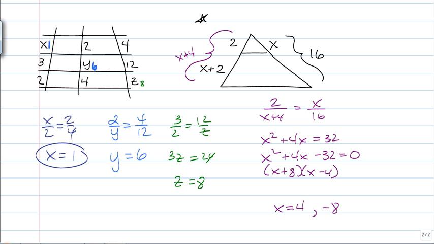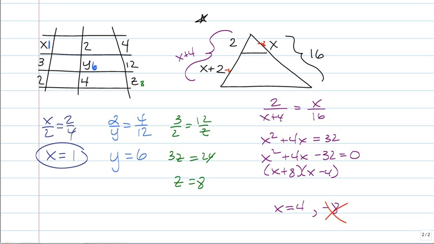Of course, you have to check and see if negative 8 works. You cannot have a negative 8 for that length right there. You cannot have a negative 6 for that length there, so the negative 8 does not work. Only the 4. And that's it for this lesson.